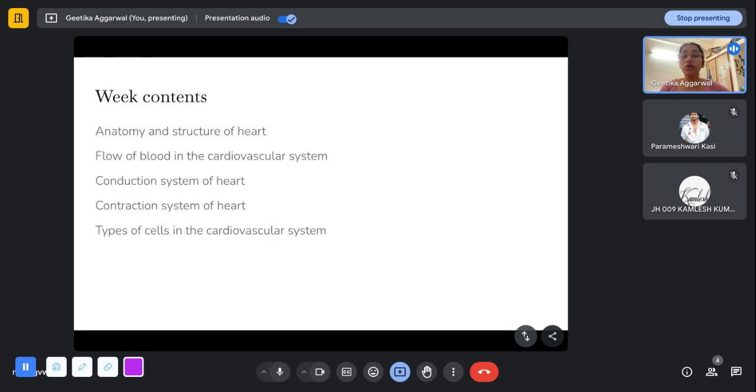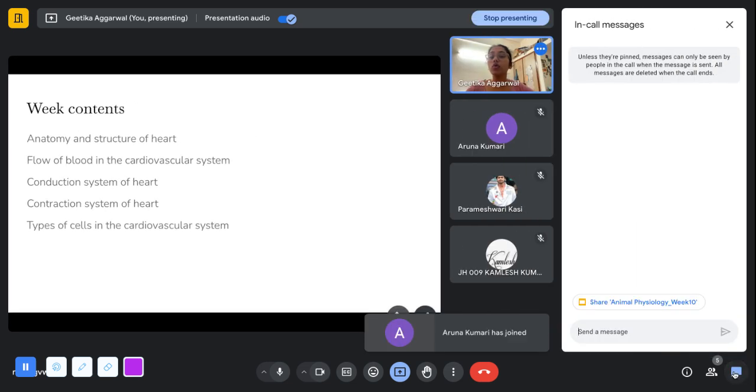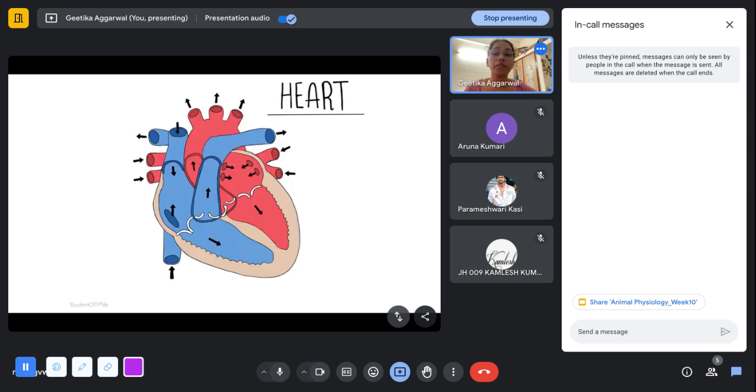During this week, mostly what we talked about was the anatomy of the heart, the structure of the heart, and then we looked at how blood flows in the heart and in the cardiovascular system, how there are two systems at play for this flow of blood, the conduction system and the contraction system, how these both work in the heart, and what are the different types of cells that are present in the heart and that form these different conduction and contraction systems.